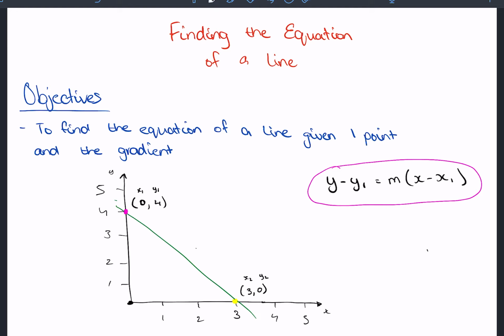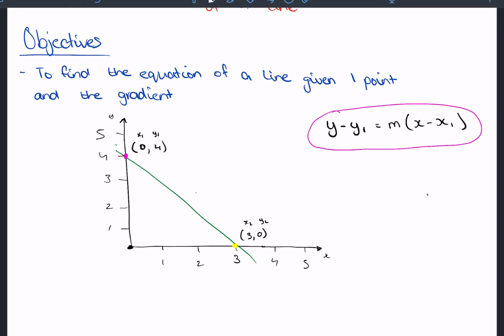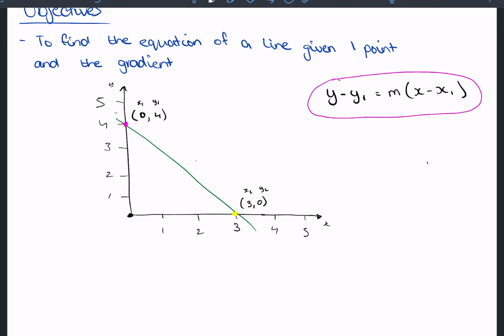Today we're going to be finding the equation of a line given a point and the gradient. Our objective, I just said it, is to find the equation of a line given one point and the gradient of that line respectively. So yes, we have this beautiful formula right here.